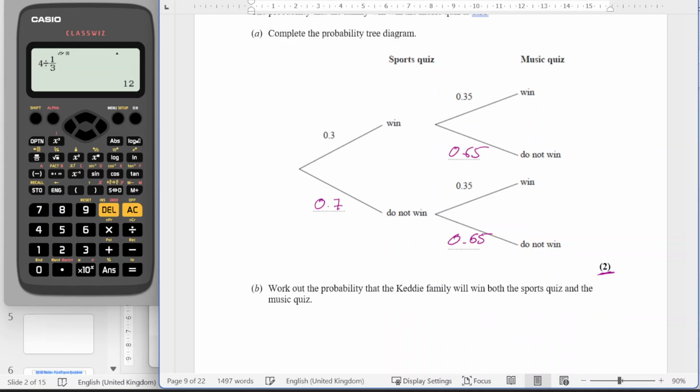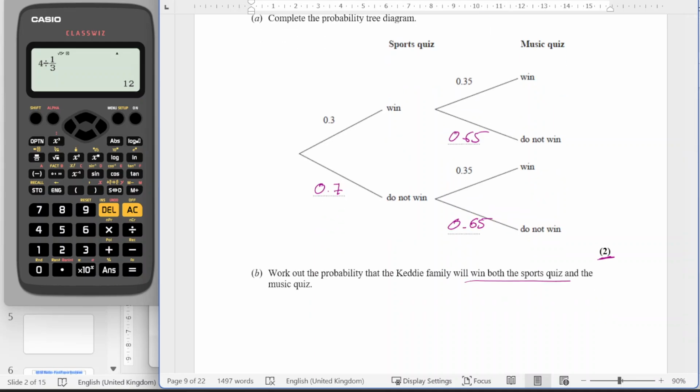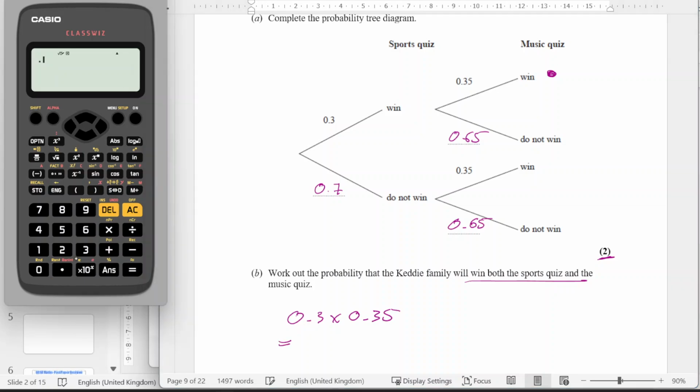Complete the tree diagram. Work out the probability that they win both. Both would be the top branch, so this branch here. So that's going to be 0.3 times by 0.35. Again, it's calculator paper, so use your calculator. So 0.105.